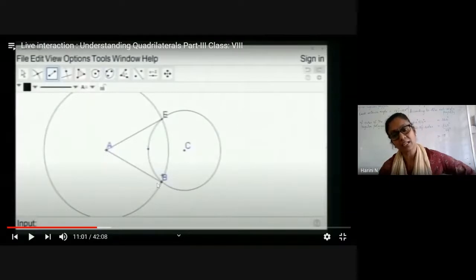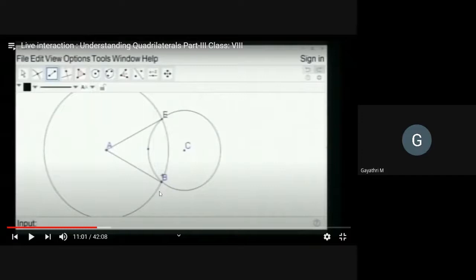Similarly, look at AB now. Again, that is also the radius of the same circle. Because here I am joining B with A. B is a point on the circumference and A is the center. So now AB is also the radius of the same circle. Correct? So then can I say AE will be equal to AB? Because they are the radii of the same circle, they will definitely be equal.